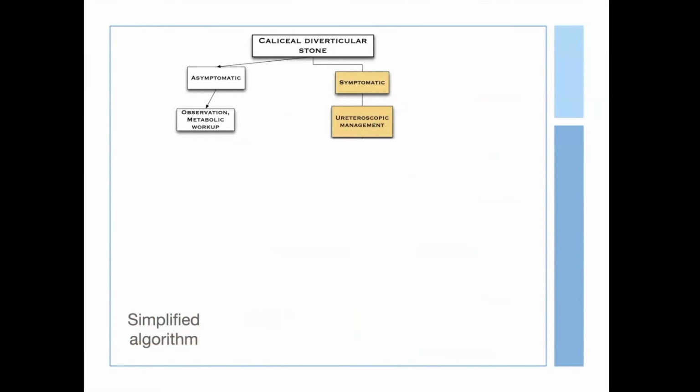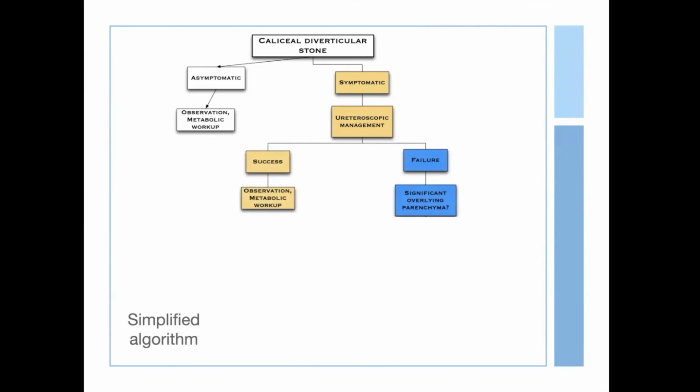So I would consider this as a simplified algorithm for managing caliceal diverticular stones. If they're asymptomatic, observe them, maybe do a metabolic workup, but don't intervene. If they're symptomatic, I generally offer them an attempt at ureteroscopic management and quote them a roughly 50-50 chance at success. If ureteroscopic management is not successful, then we'll move on to assessing whether there's significant overlying parenchyma.